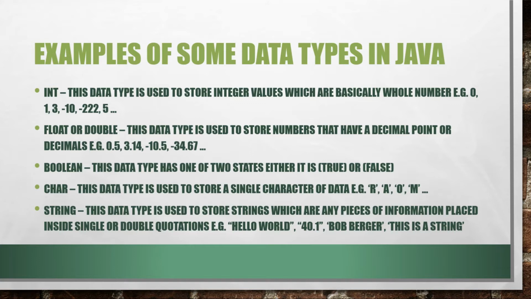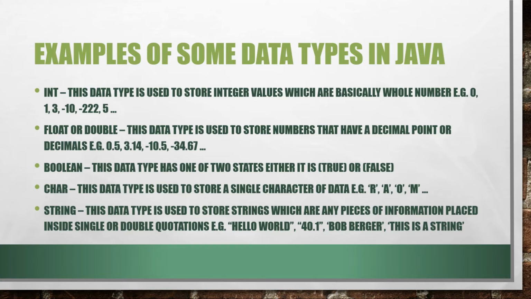The final data type that I'm going to talk about is string. This data type is used to store strings, which are any pieces of information placed inside single or double quotations. Example, hello world in double quotation is a string. 40.1 in quotation is a string and not a double because it is inside quotation marks. Bob Burger is also a string because it is in single quotation. And we have the last example, which is this is a string. It is a string simply because it is placed within single quotation. So any piece of information placed within single or double quotation is a string, except for characters. So if we have a single character placed within double or single quotation, we can use char in that case.